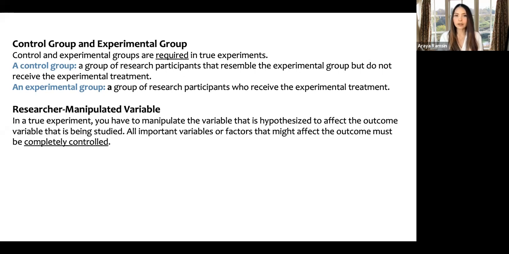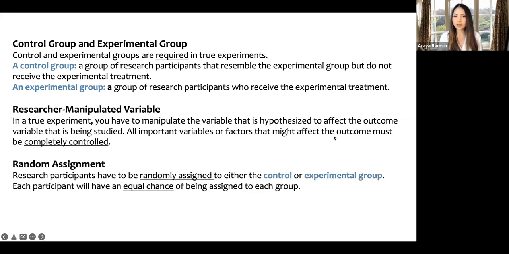The second criterion is researcher manipulated variable. In a true experiment, you have to manipulate the variable that is hypothesized to affect the outcome variable that you are studying. All important variables or factors that might affect the outcome must be completely controlled. Otherwise, it won't be called an experiment or true experiment.